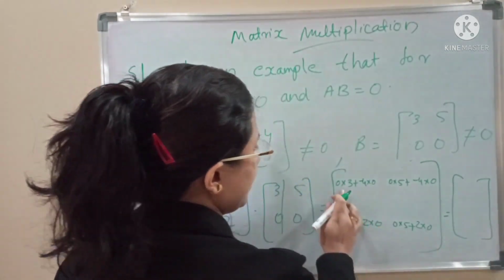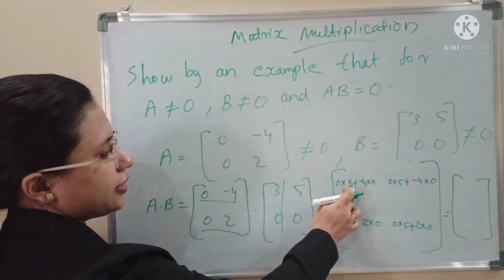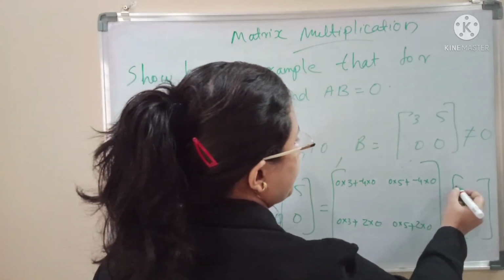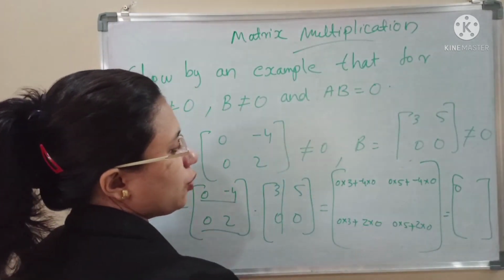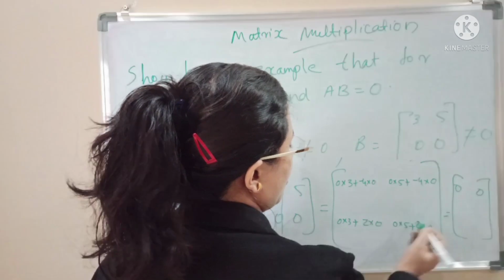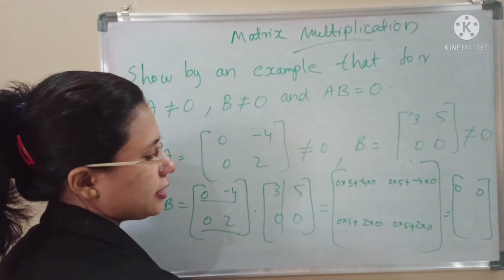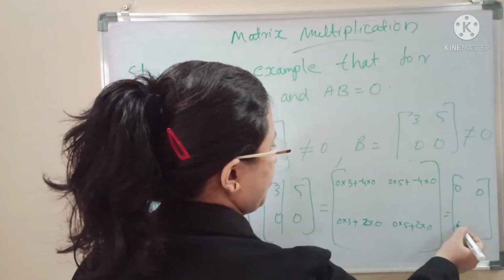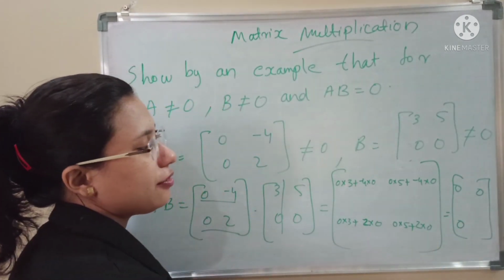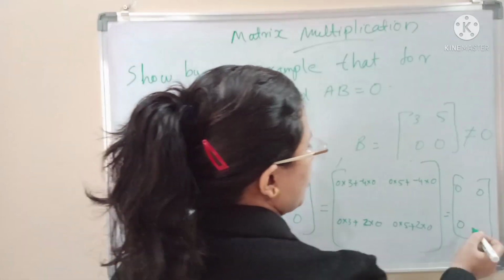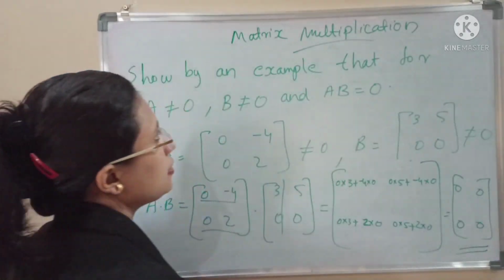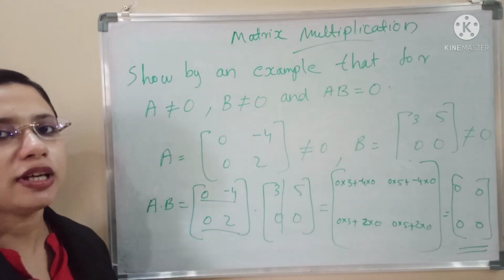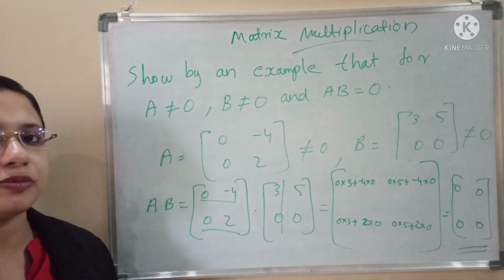Our answer will be 0 into 3 is 0, -4 into 0 is 0, 0 into 5 is 0, -4 into 0 is 0, 0 into 3 is 0, again 2 into 0 is 0, 0 into 5 again 0, 2 into 0 is 0. So hence proved. Clear? Keep this trick in mind so that you can solve these kinds of problems. Clear?